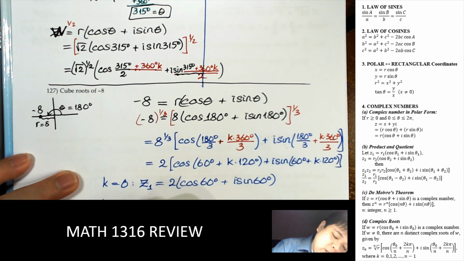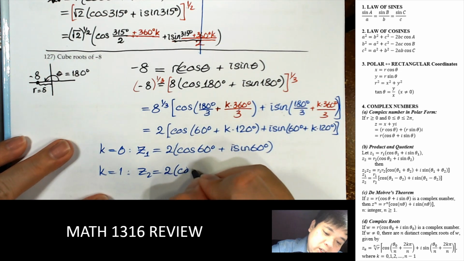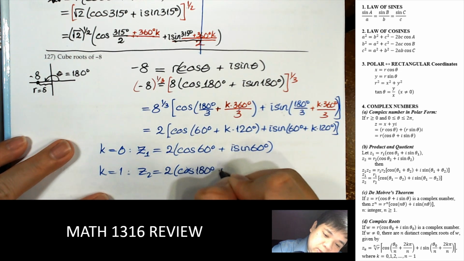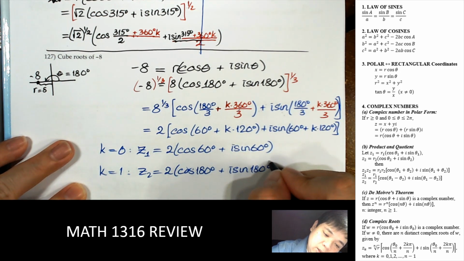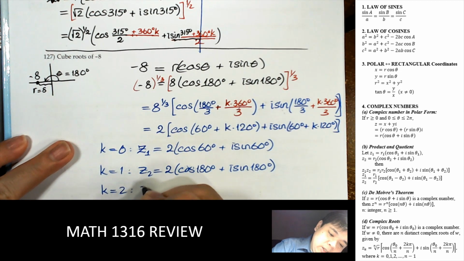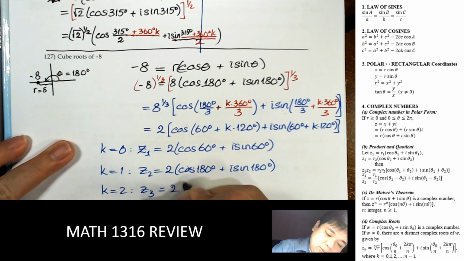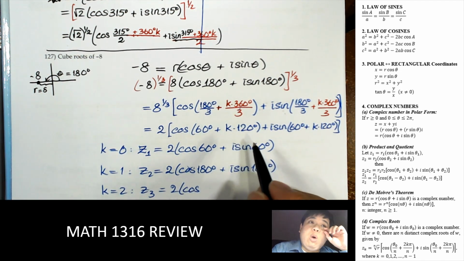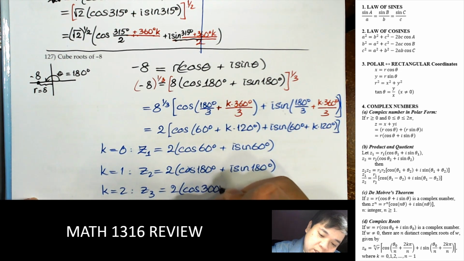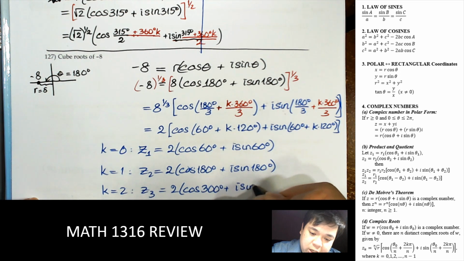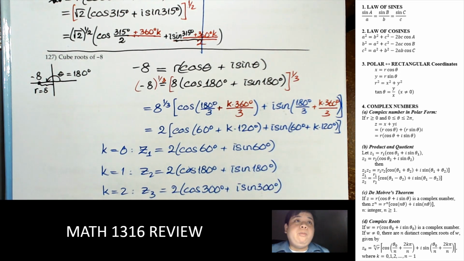K equals 1, so 60 plus 120, so 2 cosine of 180 plus I sine of 180 degrees. K equals 2, the third solution. 2 times 120 is 240 plus 60, so that's 300 degrees, 2 cosine of 300 degrees plus I sine of 300 degrees. Right, so that's all the cube roots of -8.